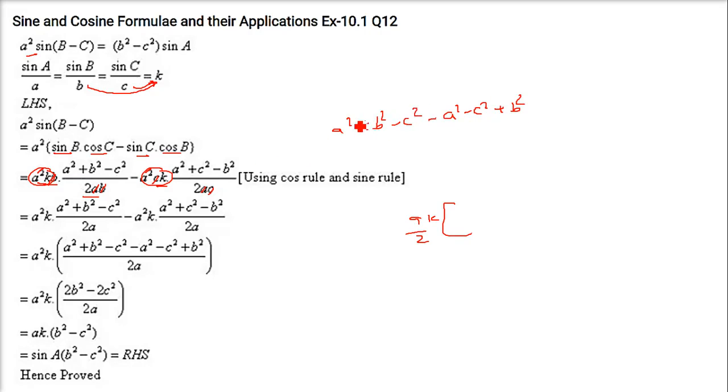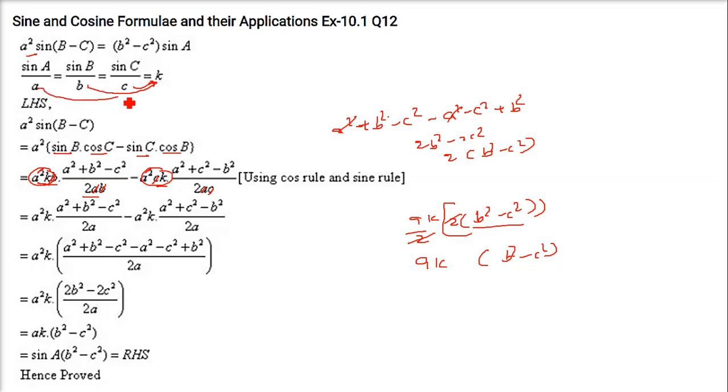So what do you get? A square cancels, and you get 2b square minus 2c square. Take 2 common, b square minus c square. So here you get b square minus c square. Okay, and 2 is here, so 2 gets cancelled. You get ak into (b square minus c square). But what is ak? A into k is nothing but sin A. So put a sin A here.